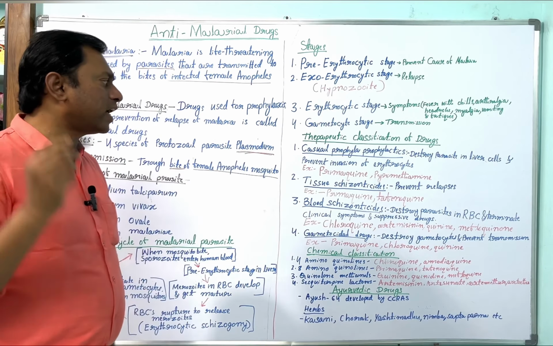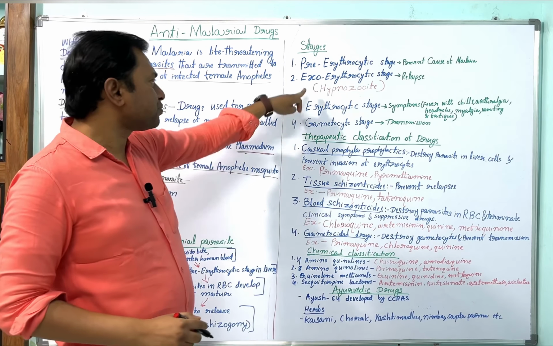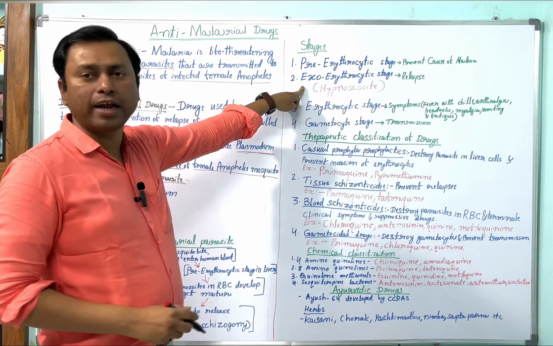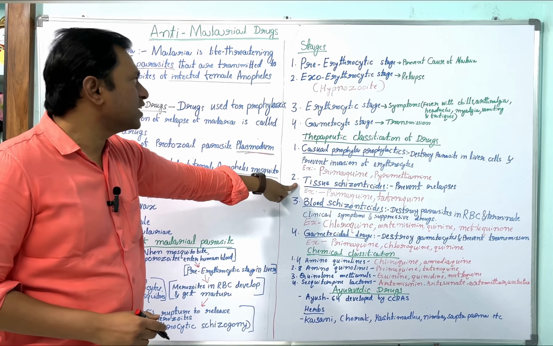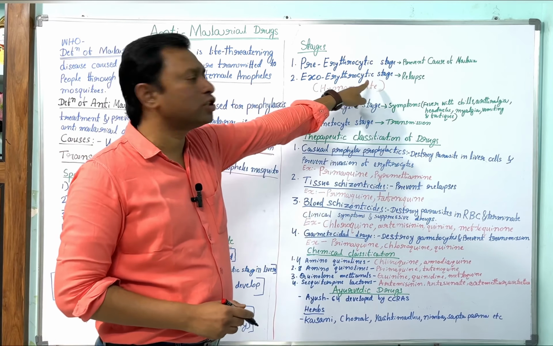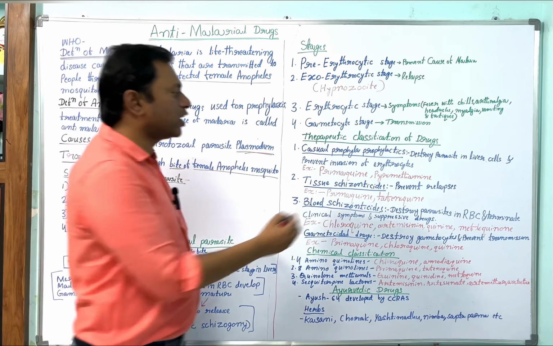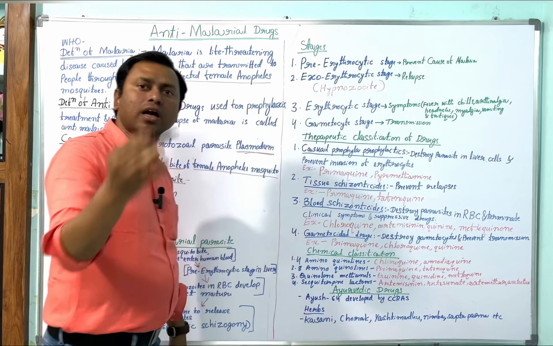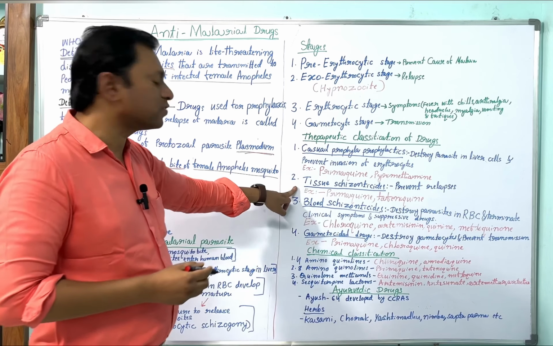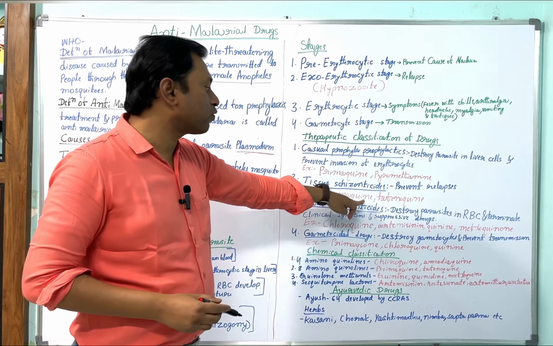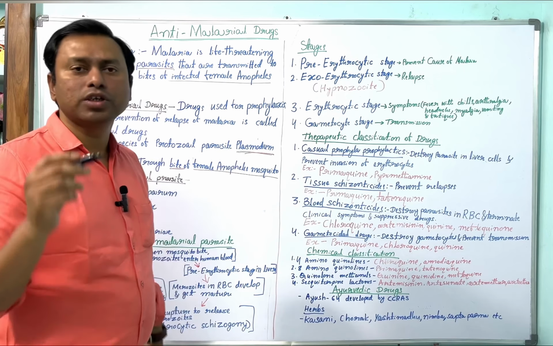And the next one, tissue schizonticides. This is the second, also called hypnozoites. Its another name is hypnozoites. It means that if you destroy this stage, then you can prevent relapse. We can prevent the relapsing symptoms, or we are destroying the relapse. What are the drugs we are commonly using? Primaquine and tafenoquine.